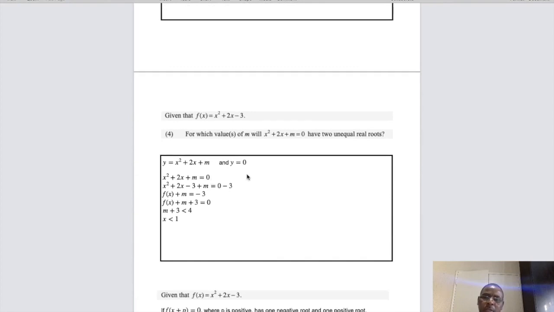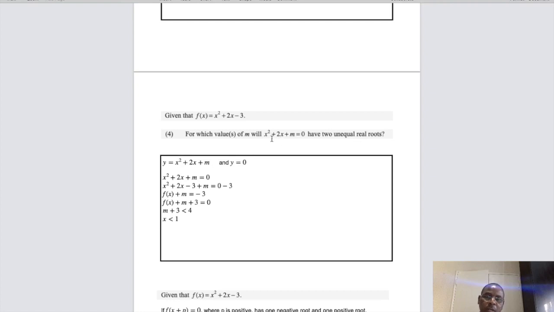Okay, let's look at number 4. For which values of m will x squared plus 2x plus m equal to 0 have equal real roots? And for that to happen, the graphs that you are going to draw must intersect in 2 different places. So which graphs are we going to draw here?